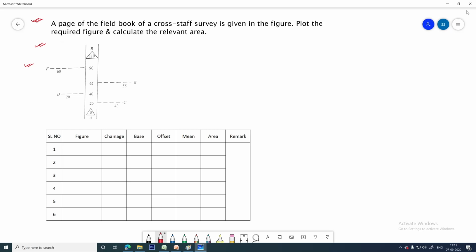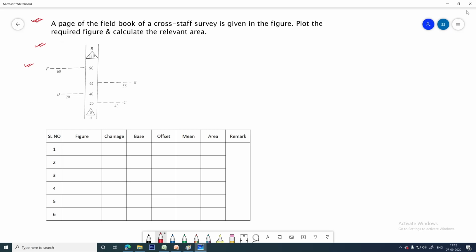Now this is the chain edge, you can see the center line, and the values 20, 40, 65, these are the chain edge. Now we need to plot the figure from which we can fill this table with the data which is given over here. So let's convert this diagram.